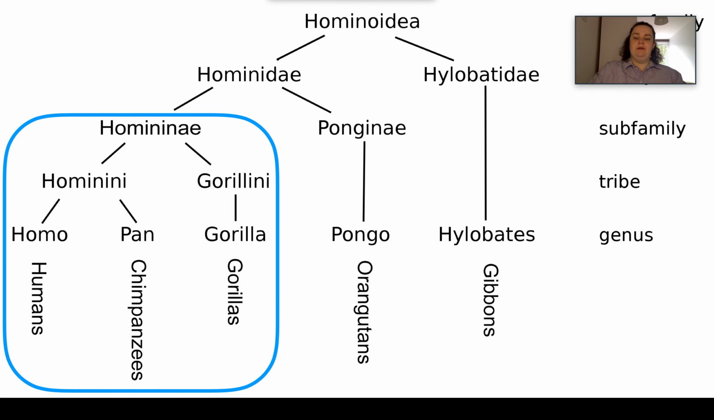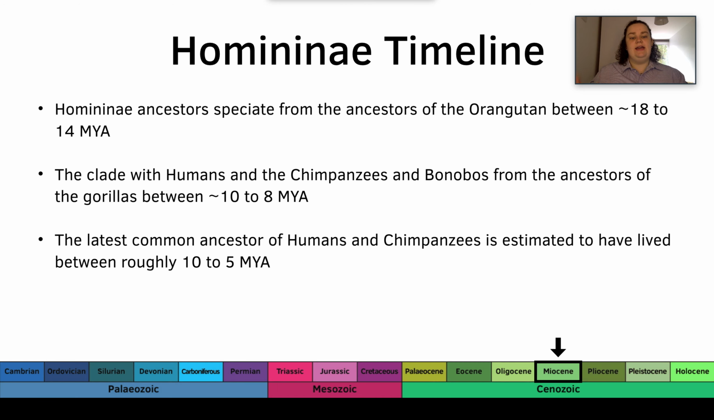And so, for example, we move down from the Hominidae to the Homininae, and that includes gorillas, chimpanzees, and humans, and excludes orangutans. And so, the Hominidae timeline. Hominid ancestors separate from the orangutan between 18 to 14 million years ago. And then the clade of humans and chimpanzees, as well as bonobos, split off from gorillas at 8 to 10 million years ago. And then the last common ancestor, the LCA, as paleontologists call it, between humans and chimpanzees, is roughly 10 to 5 million years ago.